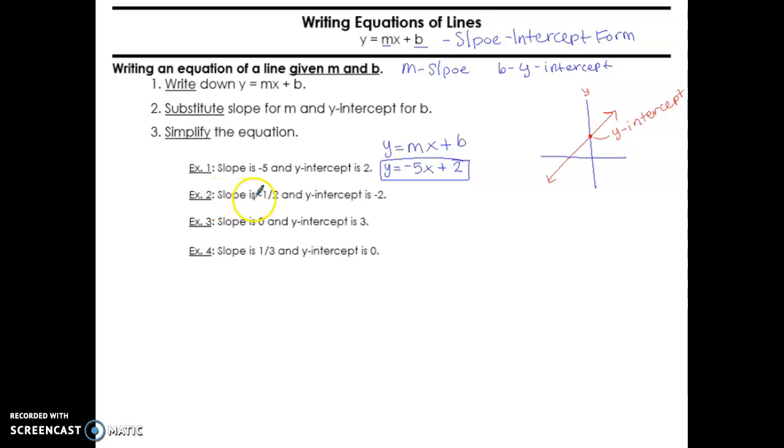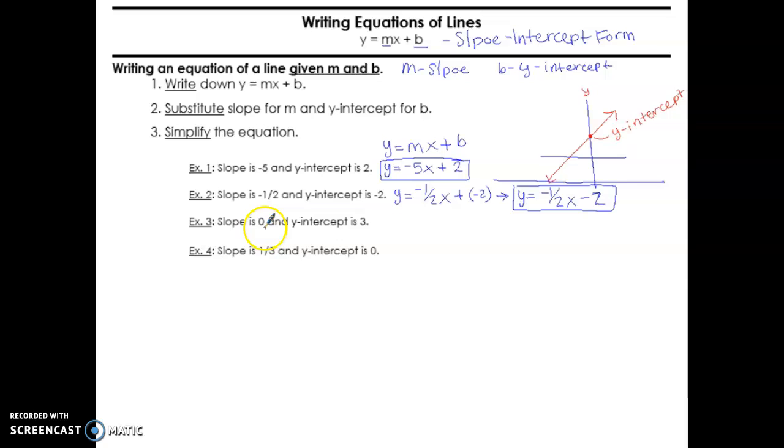Number 2 is slope is -1/2 and y-intercept is -2. So y is equal to -1/2 x plus -2. We can simplify that by saying y is equal to -1/2 x, and these two plus and negative combine to give you -2, or subtract 2. So that's your final answer for number 2.